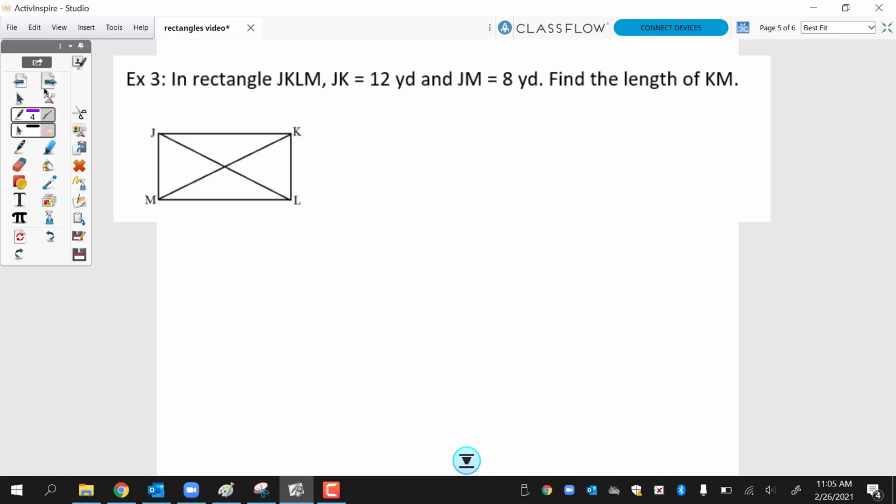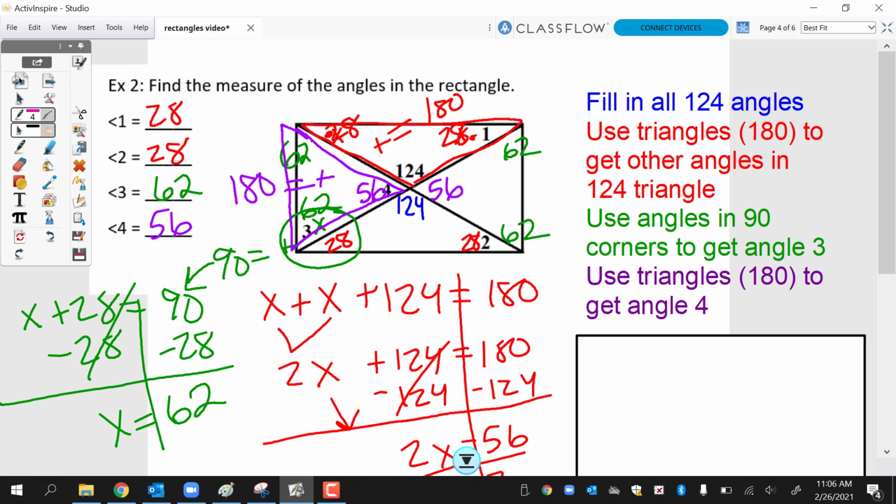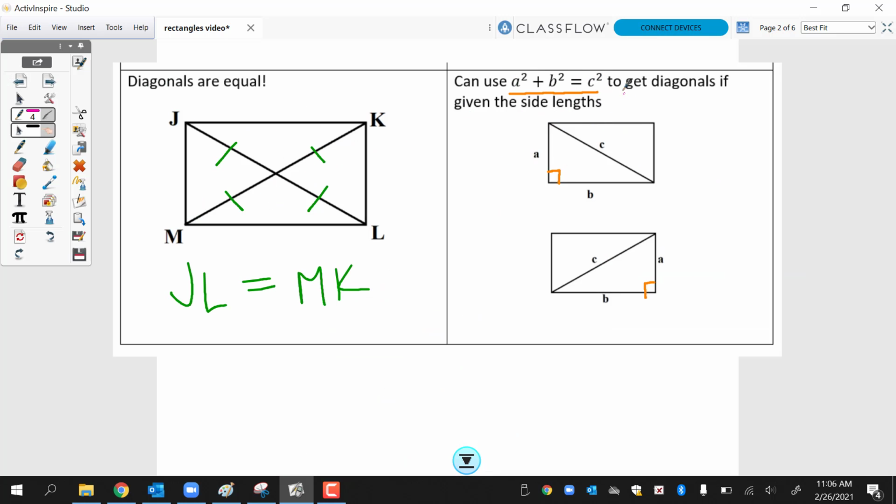Okay. In the next example, we have this rectangle. They tell us JK, which is this side, is 12, so I'm going to put 12 on that side. And JM, which is over here, is 8. Finding the length of KM, KM is this side. We're going to put X on that. This is a right triangle. So I'm using this right triangle to solve for the diagonal. That's telling me we should be doing the Pythagorean theorem, a squared plus b squared. That looked just like this over here, using a squared plus b squared to get the diagonals.